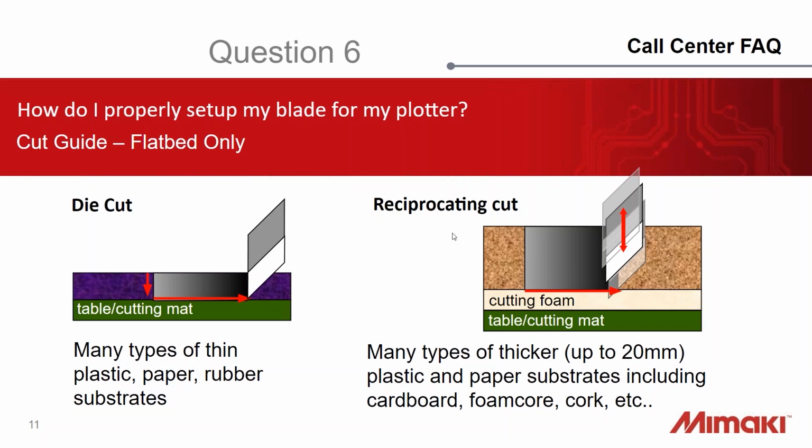Reciprocating is the same idea. We just have a blade that's going across. In this case, it's connected to a motor that gives us a sawing action to go through material up to about 1 centimeter thick, whether that's cork or foam.